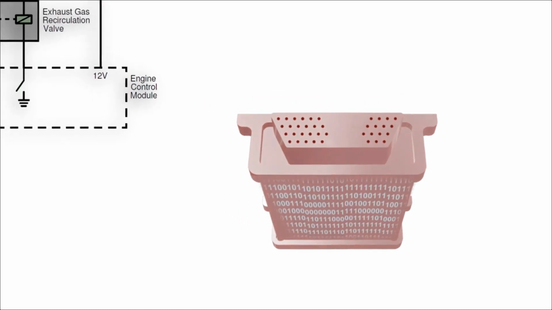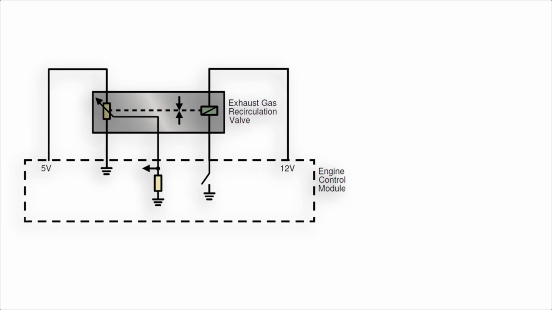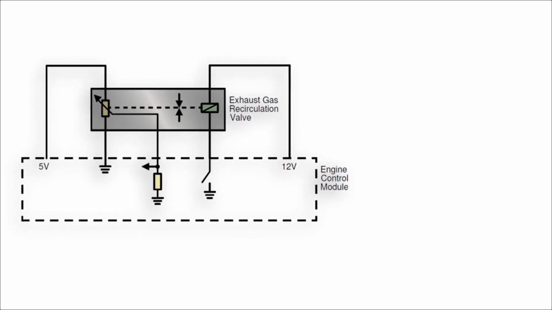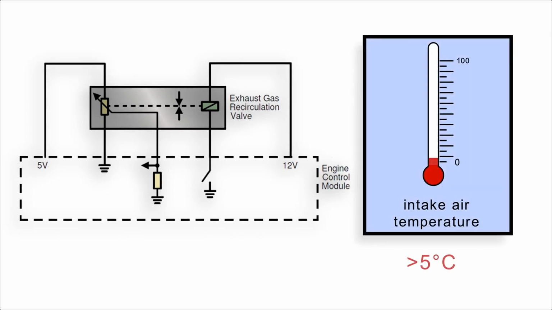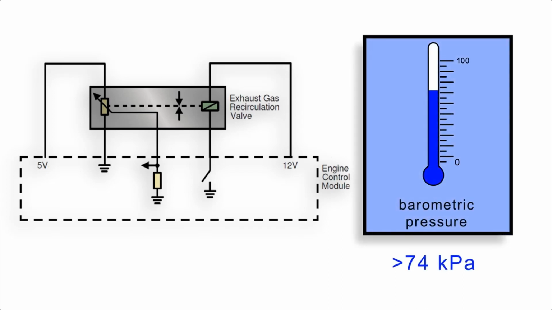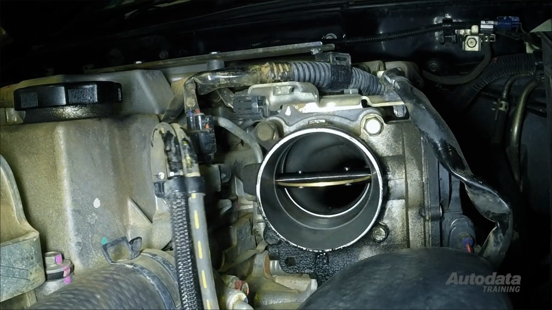The ECM will operate the EGR solenoid when certain operating parameters are met. These parameters will vary from manufacturer to manufacturer. This engine must be idling or under cruise conditions. The intake air temperature must be more than 5 degrees C. The engine coolant temperature must be between 60 and 96 degrees C, and the barometric pressure must be more than 74 kPa. When the EGR solenoid is operated, the throttle butterfly will close slightly to create a low pressure area.